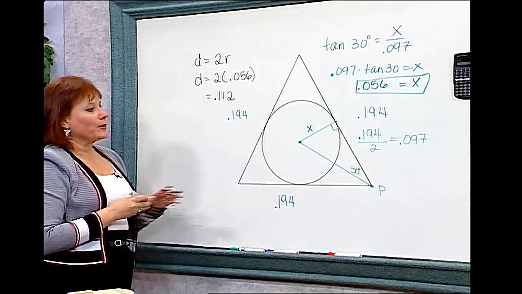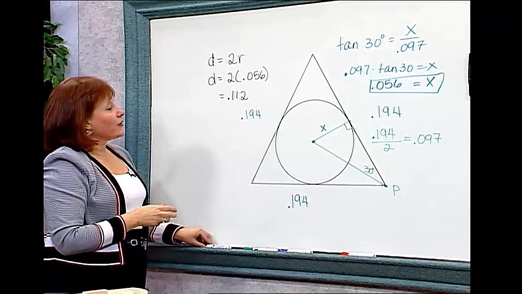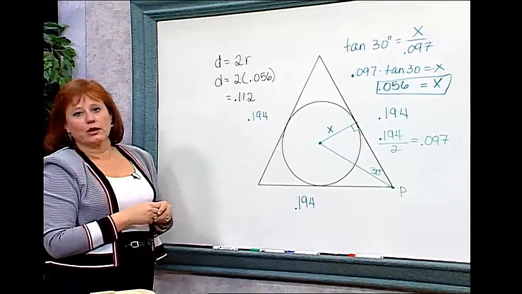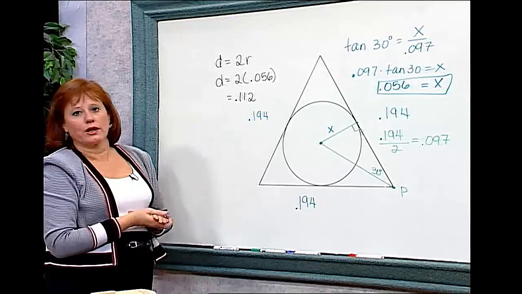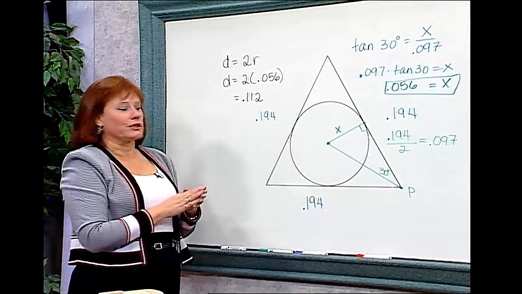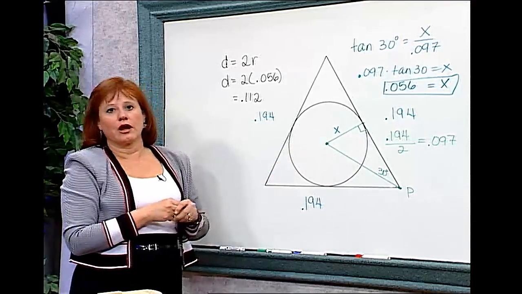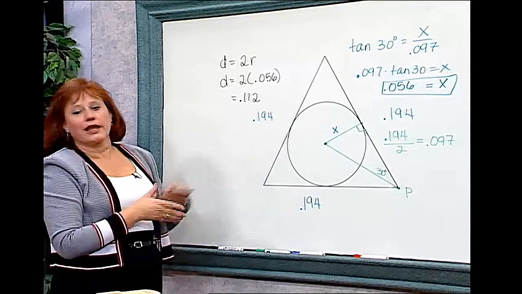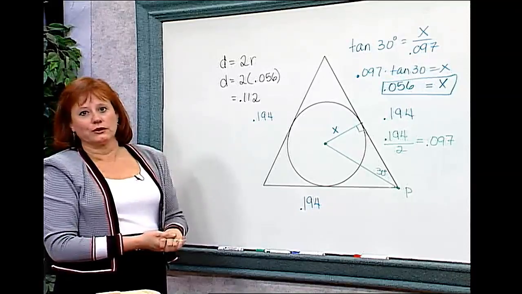In this problem, common to a machinist shop, we have easily found the diameter of the circle that will fit in an equilateral triangle with a side of 0.194. All we had to use was our basic knowledge of circles and their proportions and a little right triangle trigonometry, and that helped us to find the diameter of the circle, which is 0.112.